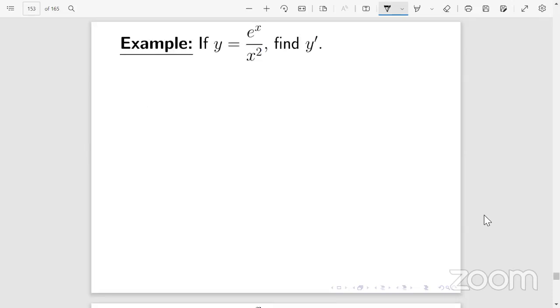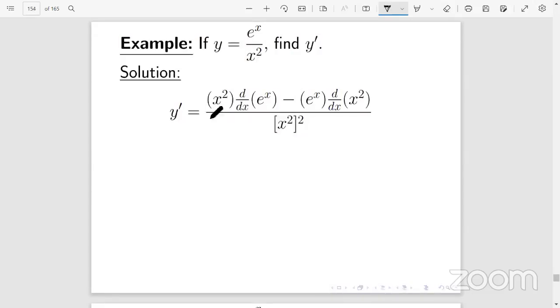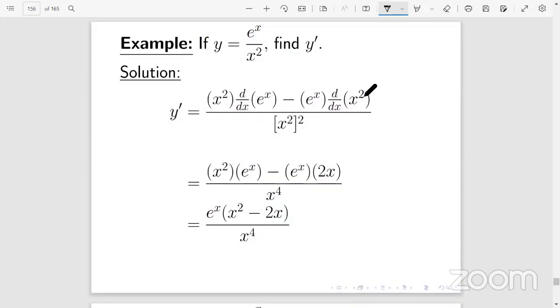Let's try another example. We want to use the quotient rule. So from what we have here, we have e to the power x as a numerator and x squared in the denominator. So remember that we said keep the denominator constant, differentiate the numerator, minus numerator constant, differentiate the denominator, all over denominator squared. Remember that differentiating e to the power x, we are left with e to the power x. Differentiating x squared, we get 2x. Then we just simplify and we're done.